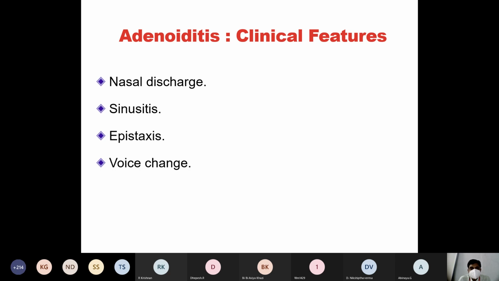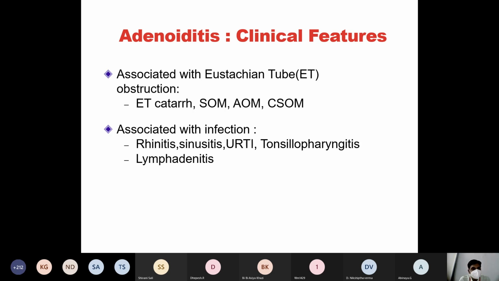The clinical features of adenoiditis will be nasal discharge, facial pain or heaviness, epistaxis, that is intermittent nasal bleeding. Sometimes there can be rhinolalia clausa, which is known as denasal voice. So basically, close your nose and speak. The type of voice you hear is called rhinolalia clausa. That is caused by adenoid hypertrophy. That is why sometimes even the parents ask us after surgery, will the voice change? The reason is that the obstruction of the nose is relieved by the treatment.